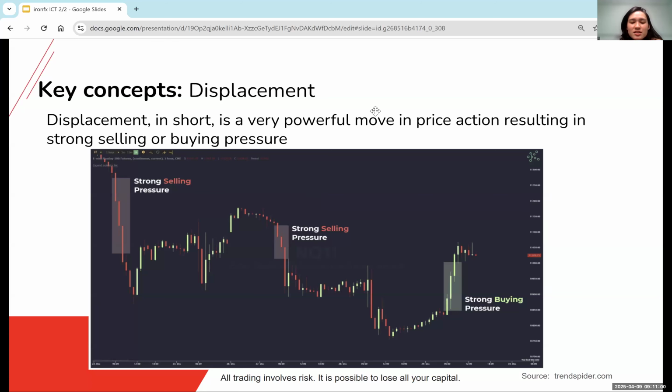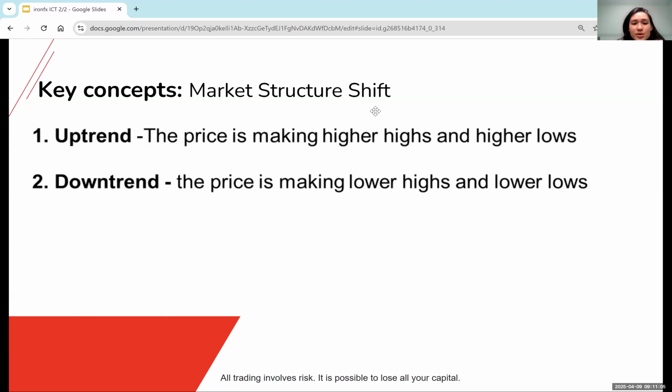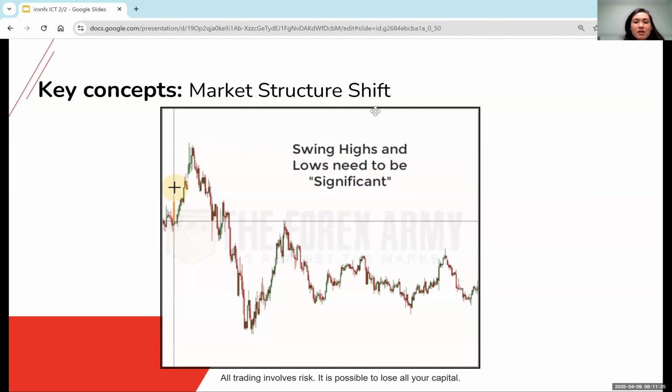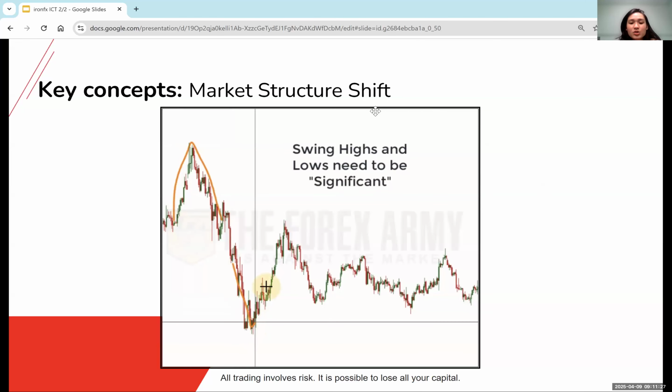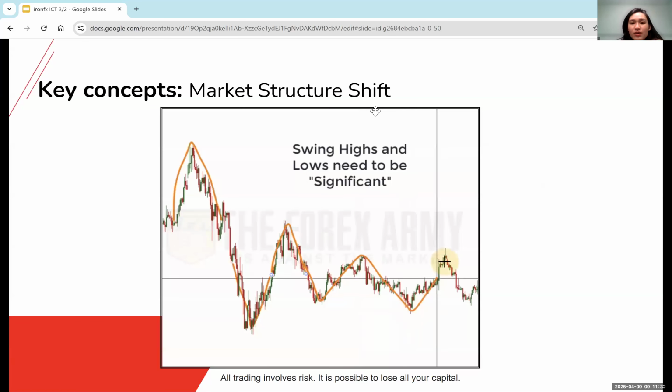Okay, I think so far it's still quite straightforward. So let's move on. The third concept is market structure shift. This is pretty straightforward. Basically, you have two types of trends, an uptrend and a downtrend. An uptrend is when price makes higher highs and higher lows, whereas a downtrend is just making lower highs and lower lows. So here's an example of a good market structure, or something that you typically want to look out for when you are deciding on which charts to analyze.